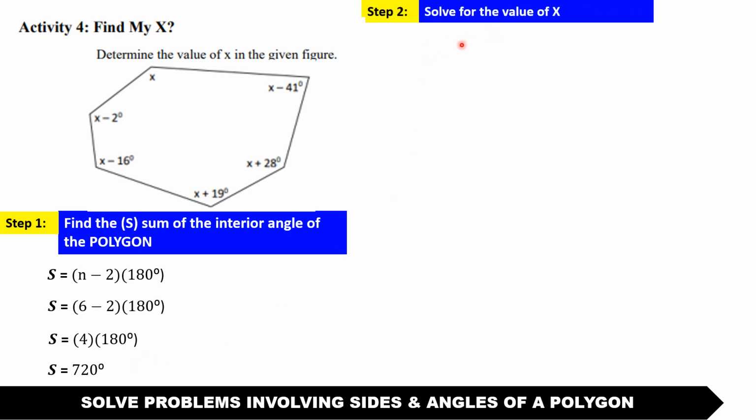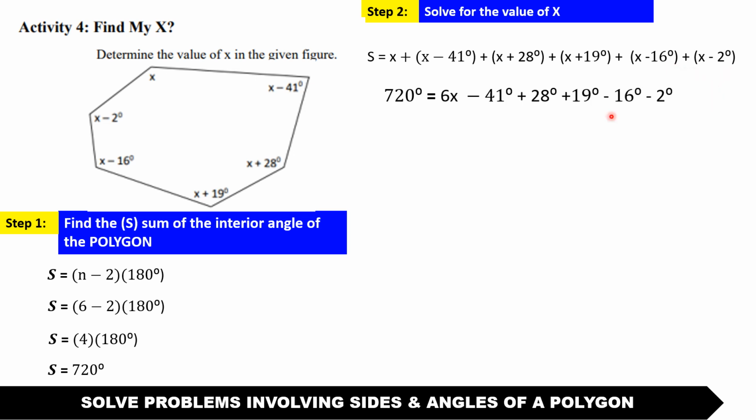Solve for the value of x. Ngayon, we have here S equals, ilagay na natin lahat itong mga narito na given data. So we have x plus x minus 41 degrees plus x plus 28 degrees plus x plus 19 degrees plus x minus 16 degrees plus x minus 2 degrees. Now, our S is 720. So, ilagay na natin. 720 degrees equals, bilangin natin ilan bang x lahat ito. So, we have 1, 2, 3, 4, 5, 6. So, we have here 6x.